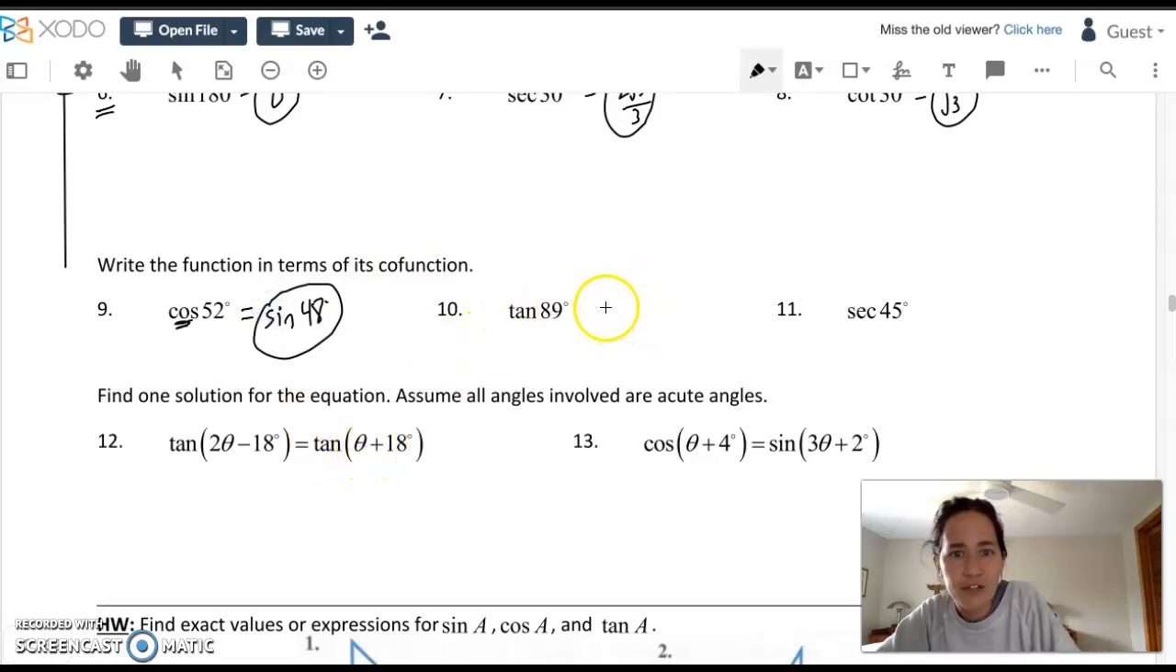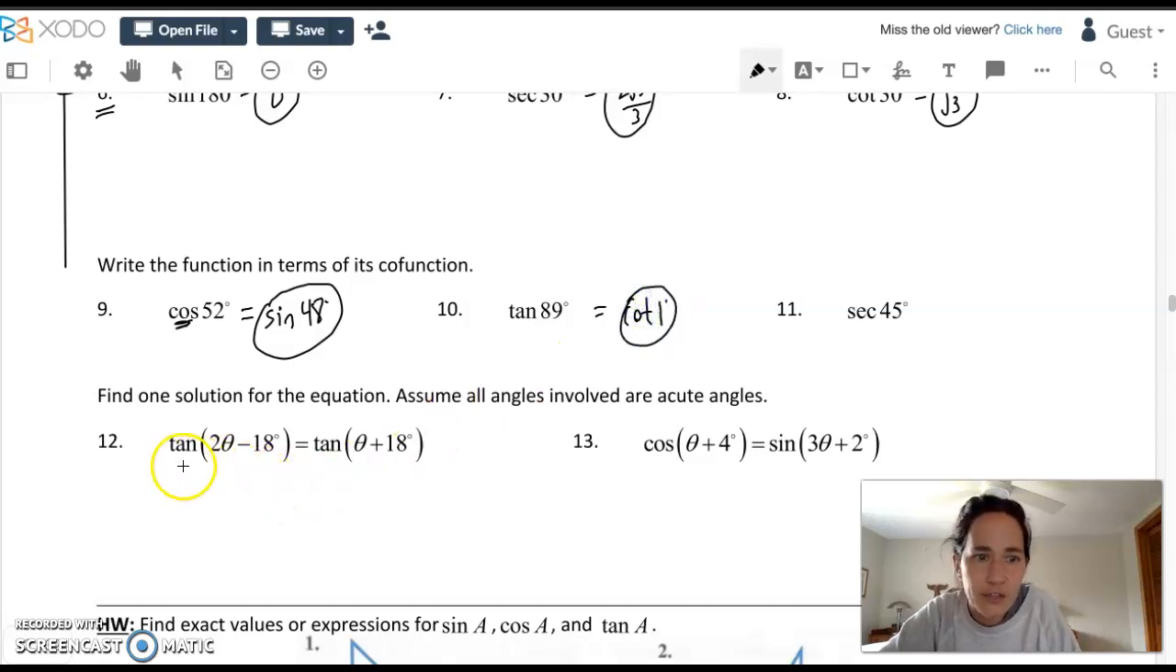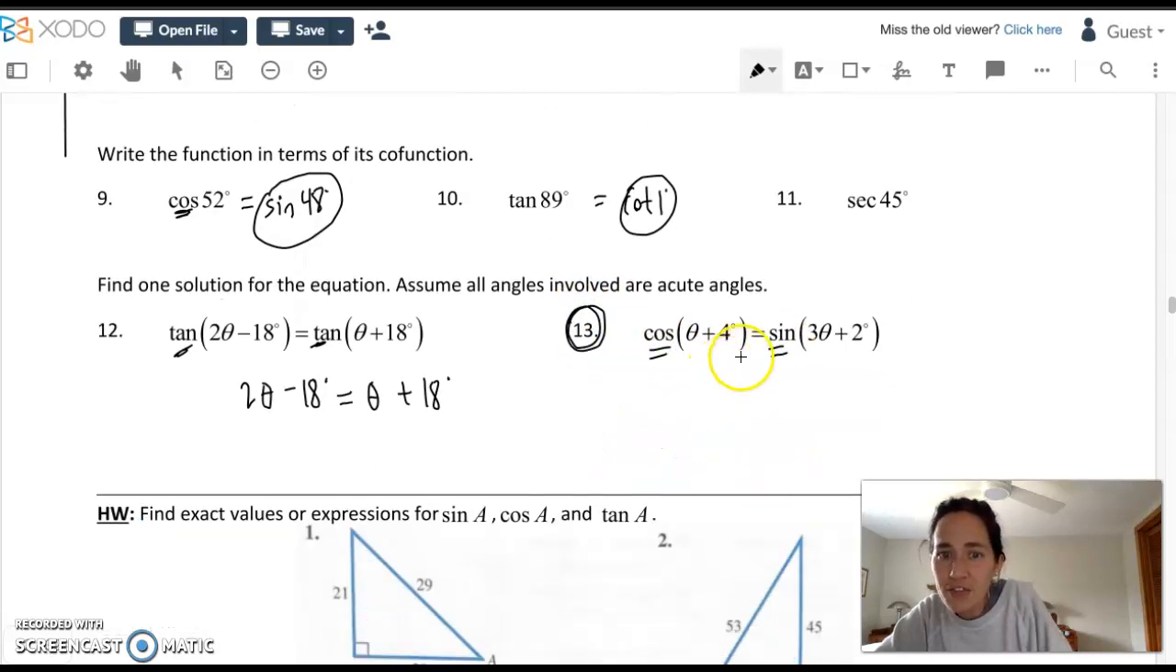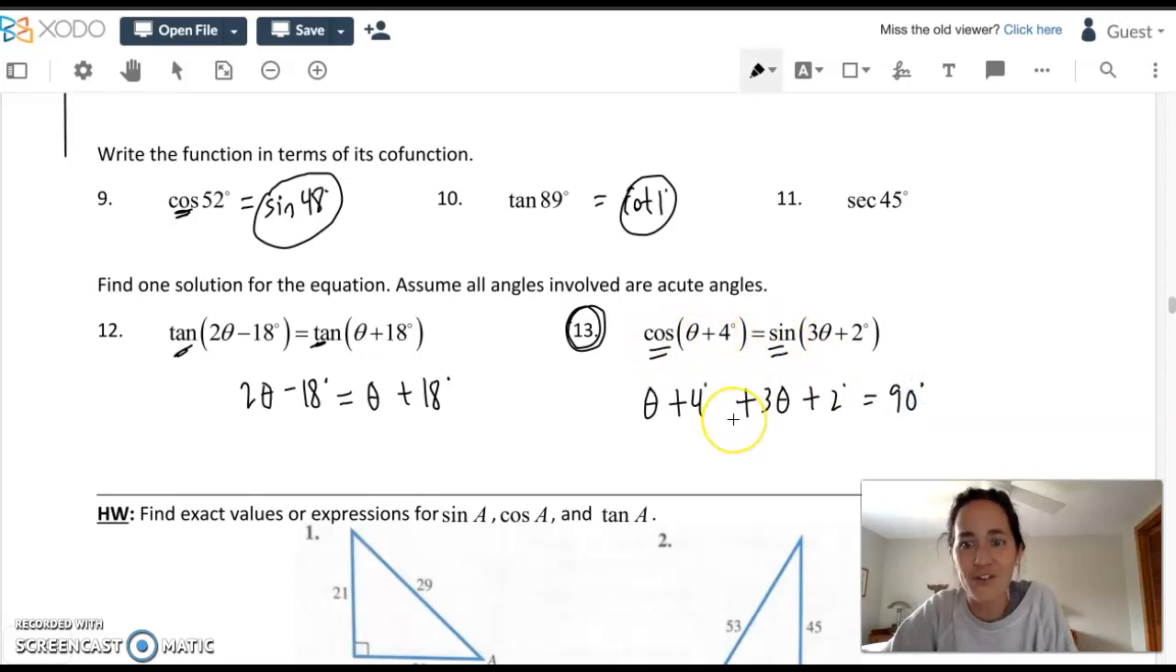What's the cofunction of tangent, right? It'll be cotangent. So what this helps with is, if I see an equation like 12, tangent and tangent, same exact thing, you can actually solve this just by setting the 2 expressions equal to one another. It's kind of easy. Just get theta by itself like you would get an x by itself. But when you see a question like 13 where you have cofunctions, it's not that the 2 arguments are equal, right? Theta plus 4 degrees doesn't necessarily equal 3 theta plus 2 degrees. But if you added them up, what would you have? You would have 90 degrees. Because these are cofunctions and they're equal to one another, their arguments are going to be complements.